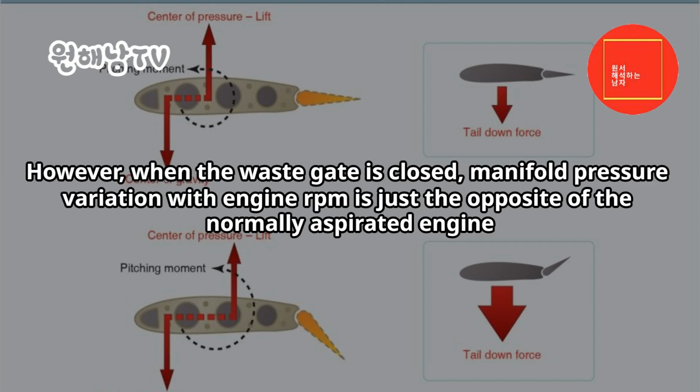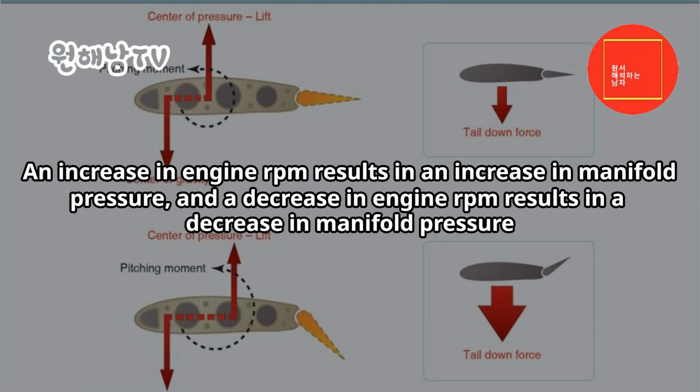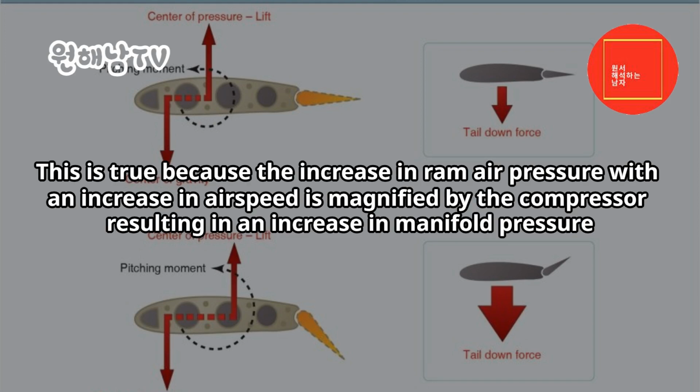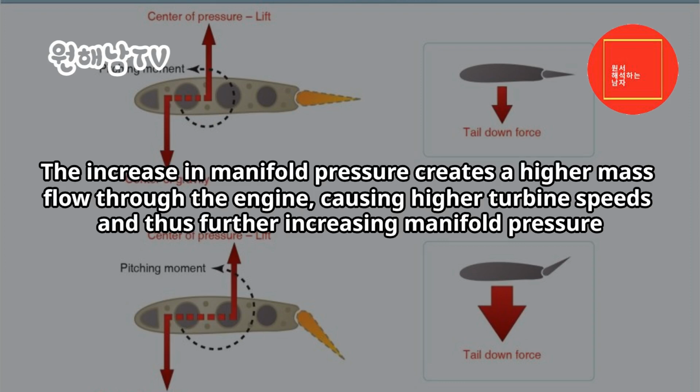However, when the wastegate is closed, manifold pressure variation with engine RPM is just the opposite of the normally aspirated engine. An increase in engine RPM results in an increase in manifold pressure, and a decrease in engine RPM results in a decrease in manifold pressure. Above the critical altitude, where the wastegate is closed, any change in airspeed results in a corresponding change in manifold pressure. This is true because the increase in ram air pressure with an increase in airspeed is magnified by the compressor, resulting in an increase in manifold pressure. The increase in manifold pressure creates a higher mass flow through the engine, causing higher turbine speeds and thus further increasing manifold pressure.